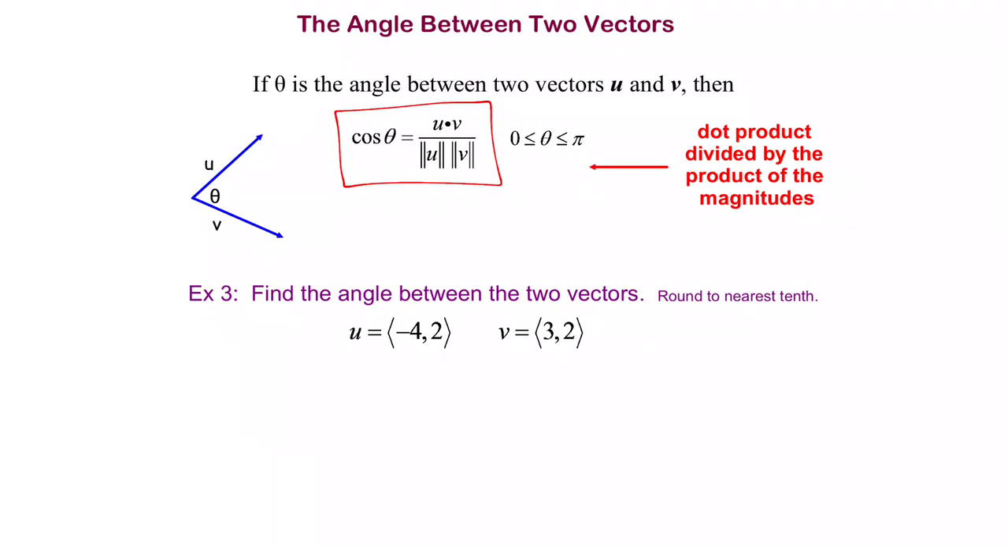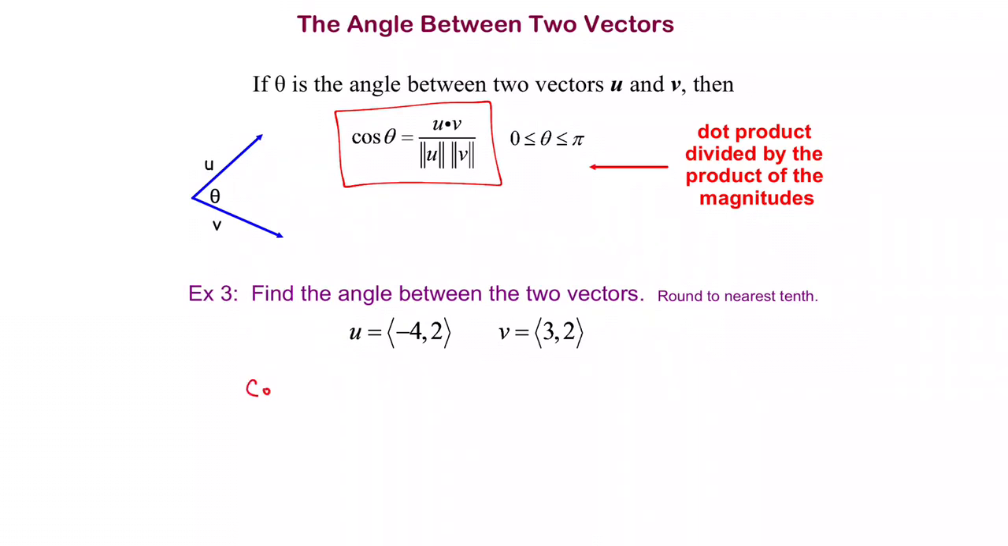Okay, our angle is going to be somewhere between 0 and pi, including 0 and including pi. And so example 3, we're going to find the angle between the two vectors. We'll round our answer to the nearest tenth. So we have vector u at negative 4, 2, and vector v at 3, 2. We're going to find the angle between those two vectors.